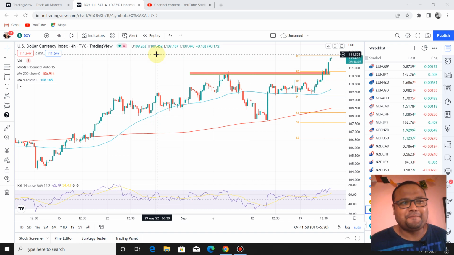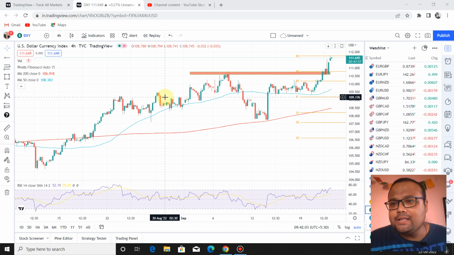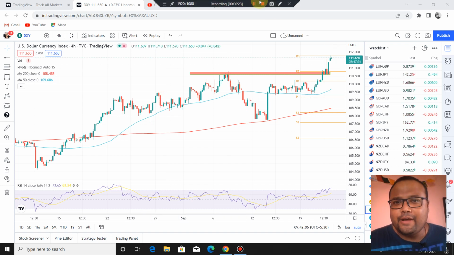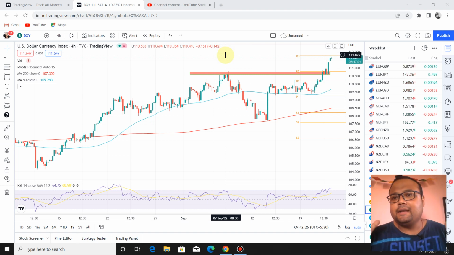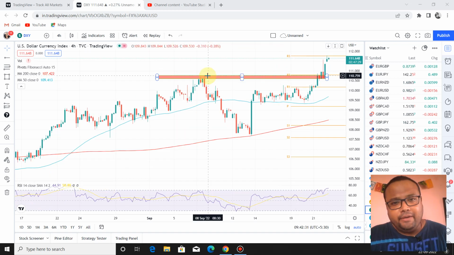So let's get started. This is a 4-hour chart of DXY, and right now DXY is standing at 111.64. After the FOMC yesterday, we saw a big jump on the chart of DXY and a heavy fall on the chart of Euro USD because the Fed has decided to increase the interest rate by 75 basis points. So things are very bad for Euro USD and extremely good for DXY. The US dollar currency index has crossed the previous high of 110 and is right now standing at 111.